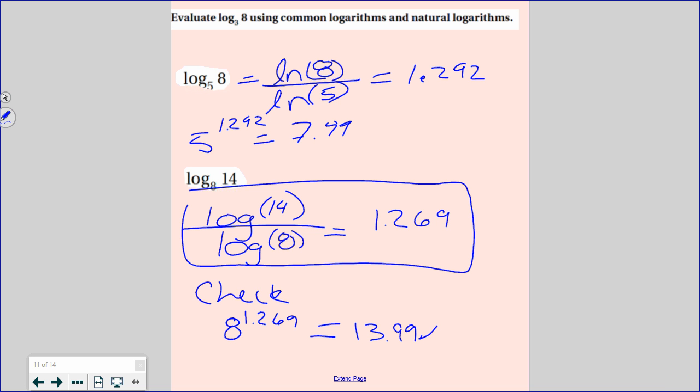All right. You have about 5 minutes to finish the back side of yesterday's. You need to check 2 of them for me.